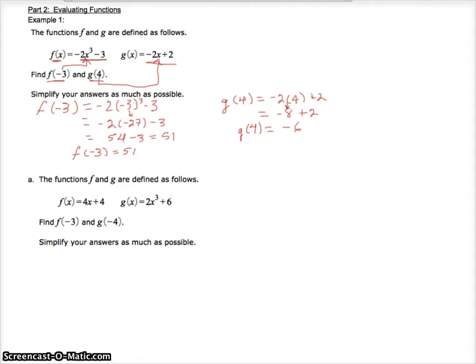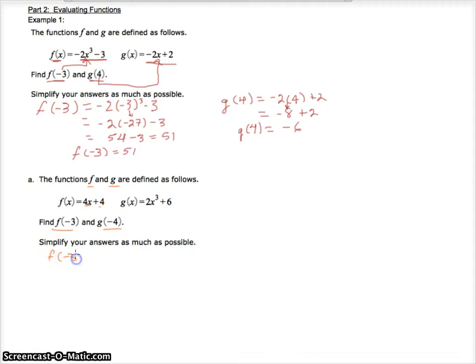Let's look at the second example, part A. Here it says f and g are defined below. F of x is defined as 4x plus 4, and g of x is 2/3 x plus 6. And it says find f of negative 3, and g of negative 4. So let's look at f of negative 3.